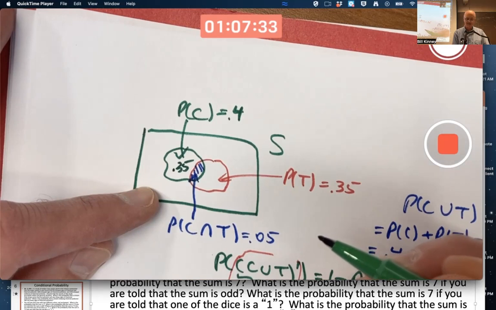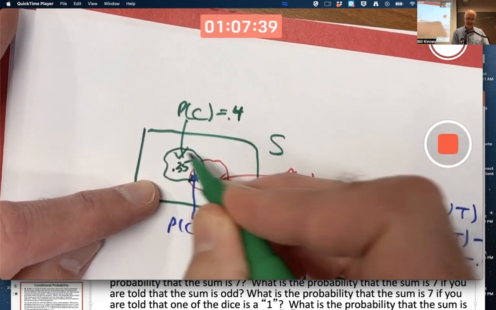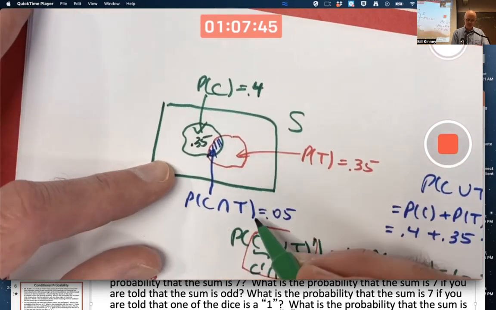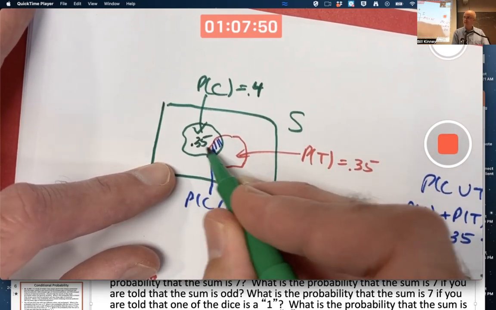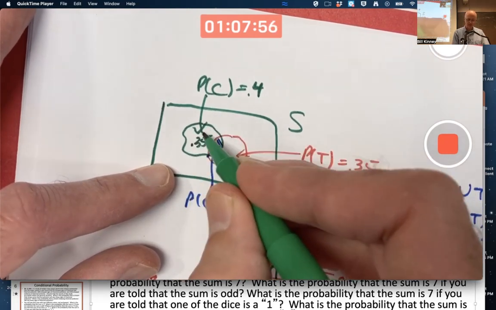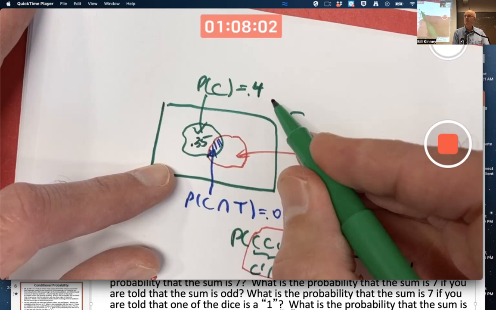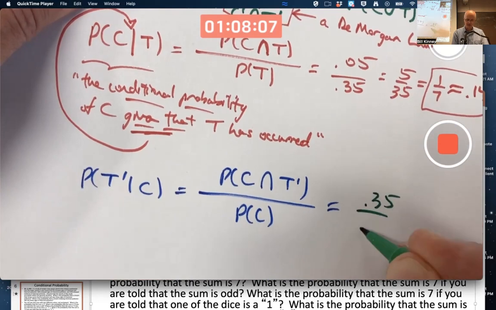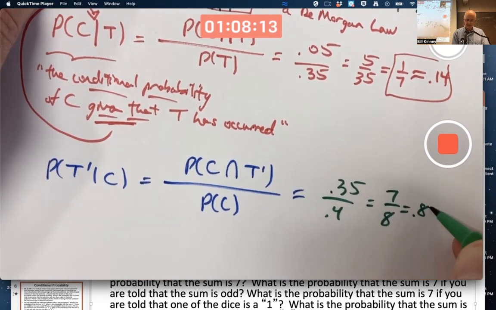Say it again. I said area, but I really meant probability. The area or probability of the entire green blob is the 0.4. The area or probability of this little shaded blue part is 0.05. Those have to add up because they're mutually exclusive, these two sets that I'm pointing at, to the entire probability for the entire green blob. Therefore, this has got to be 0.35 because 0.35 plus 0.05 is 0.4. This is 0.35 here, and the probability of C itself is 0.4. And that turns out to be 7/8, 0.875.